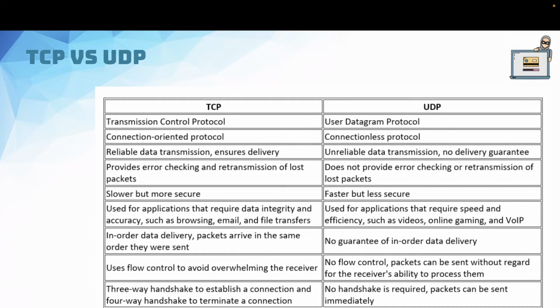TCP is going to be used for applications that require data integrity and accuracy, such as browsing, email, and file transfer, whereas UDP will be used for applications that require speed and efficiency. For example, videos, online gaming, and VoIP.